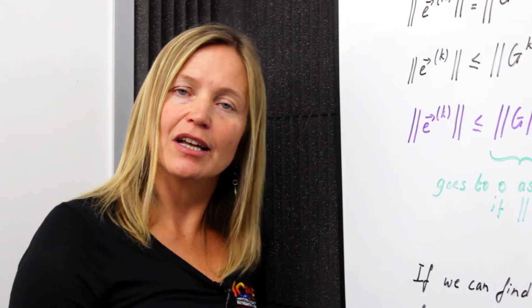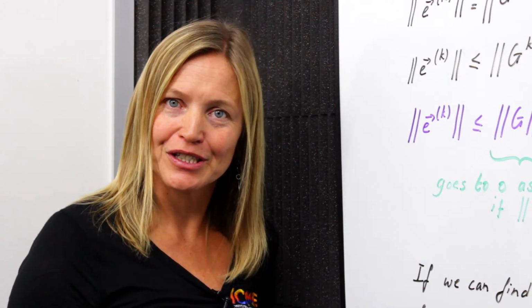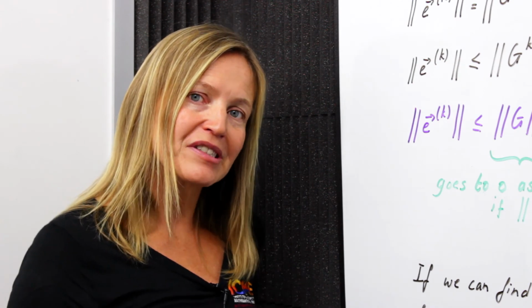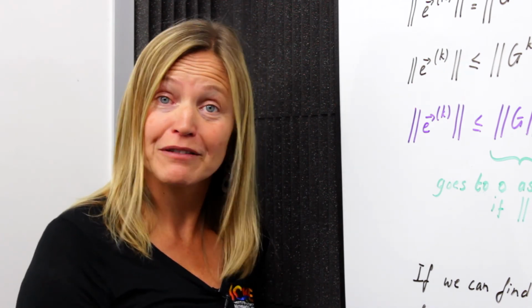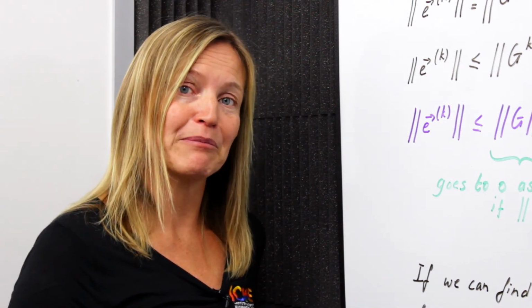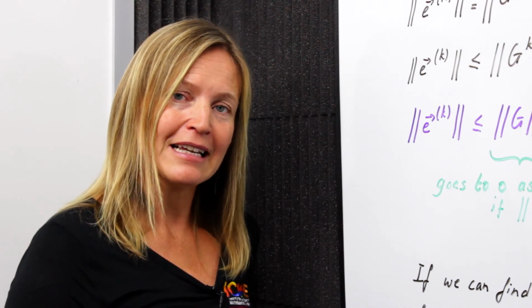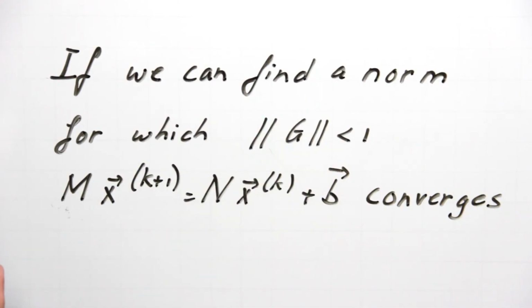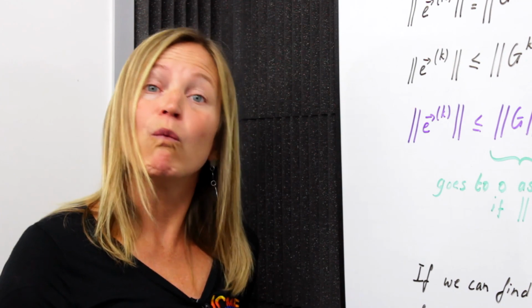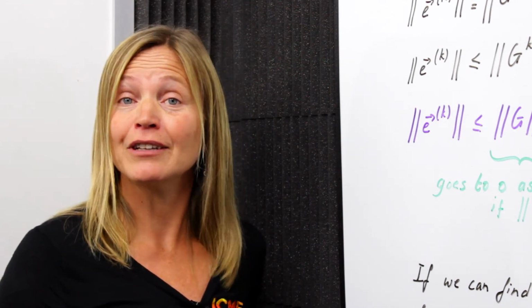Now this gives us another way of looking at convergence. We've seen the general convergence theorem tells us that we always converge if the spectral radius of the amplification matrix is smaller than 1. But we now know that we can also converge if we can find any well-defined norm for which the norm of G is smaller than 1. And sometimes that's easier to do than actually checking the spectral radius, or it's cheaper to do. And what norm we use will often depend on the application.